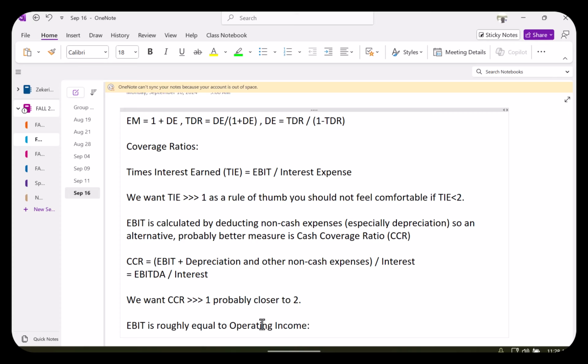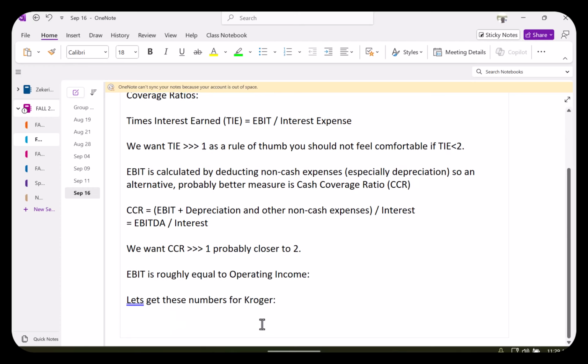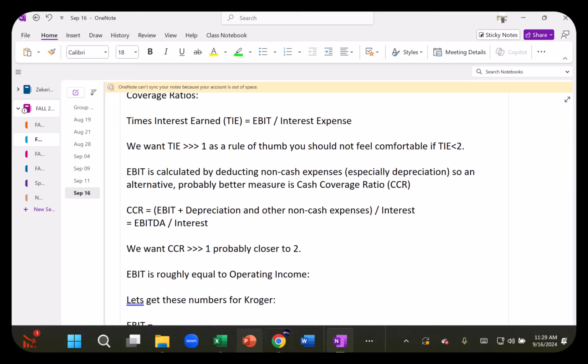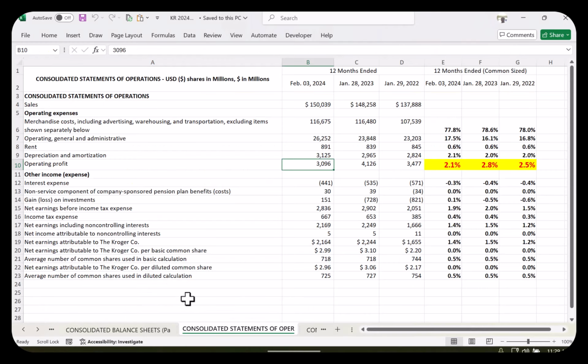Operating income in terms of the financial statements. Let's calculate these numbers for Kroger. EBIT. I already have the financial statements available from my previous section. I'll post these for you guys when I post the lectures. Let's see.